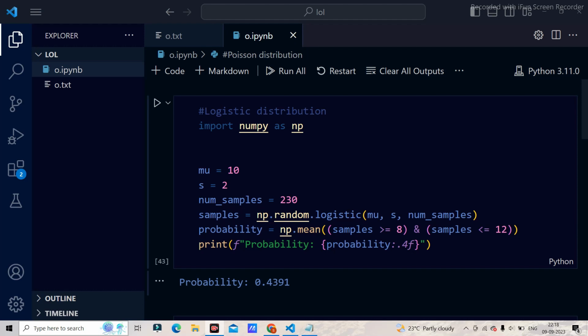And I'm going to take the probability, where the mean of all the samples we collected, meaning for every sample there is going to be a logistic distribution. Therefore, we consider those samples whose value is greater than 8 and also those samples whose value is less than 12. Means those values like 9, 10, 8, 12 are all considered. And if I print that, then I am going to get my answer around 0.5087. That's close to what we have already discussed. And this is how we go with the logistic distribution using NumPy.